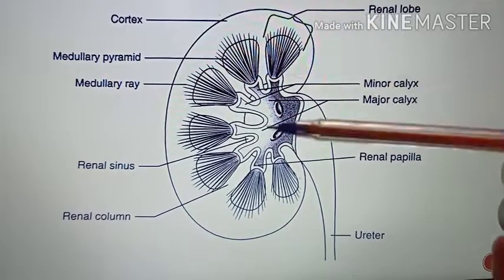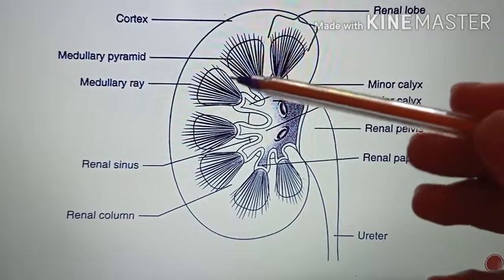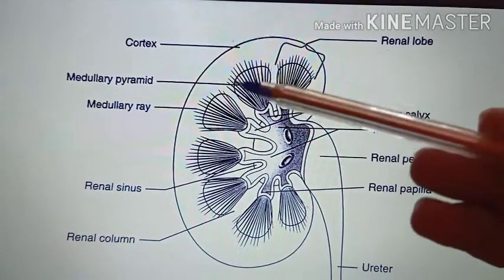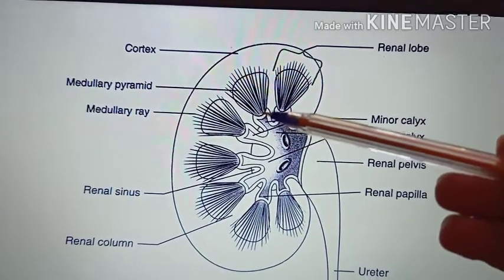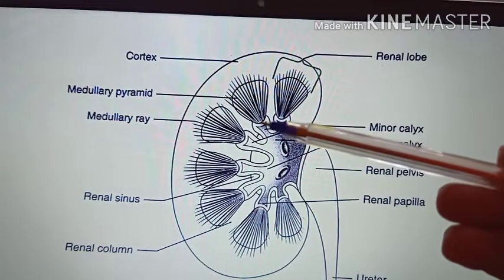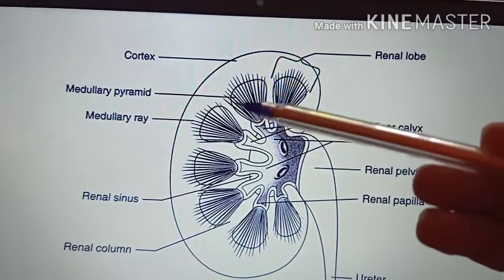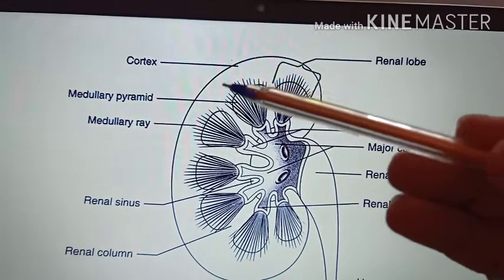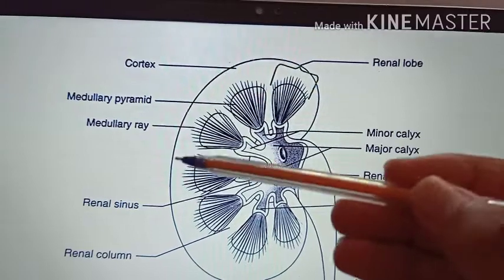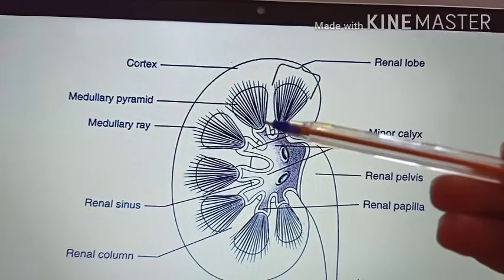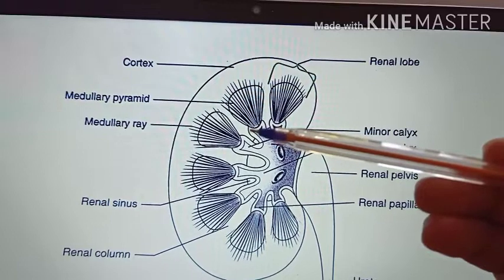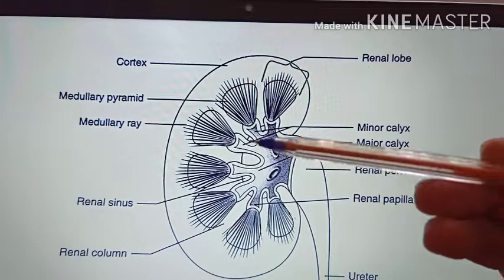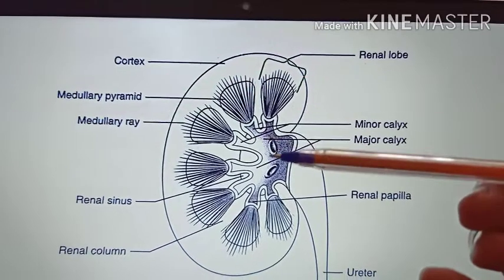Each kidney contains 10 to 15 medullary pyramids. Each pyramid has a base, and this is the apex, which is called the renal papilla. The base is directed towards the outer cortex, and the apex or papilla is directed towards the renal pelvis. This portion is forming the renal pelvis.